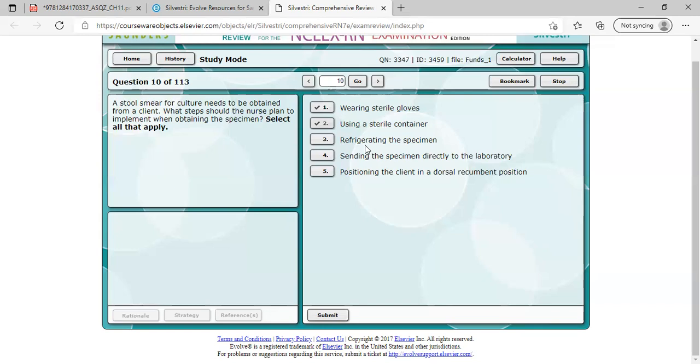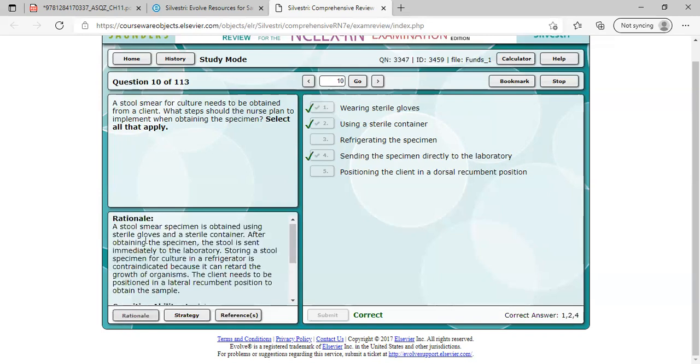And refrigerating the specimen. Basically, after collect, we send it to the lab. The stool immediately will send. So number 3 is not answer. Send the specimen directly to the laboratories. Positioning the client in a dorsal recumbent position, definitely no. So what is their explanation?